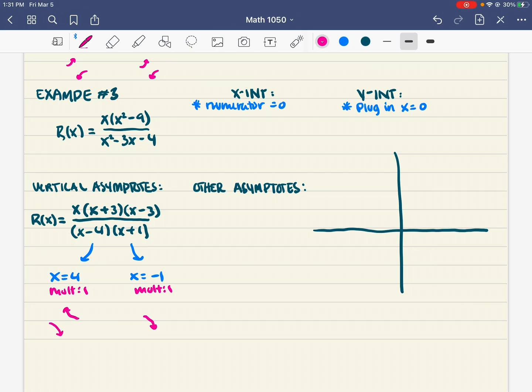Which means that they go different directions. This is just my reminder for myself later.